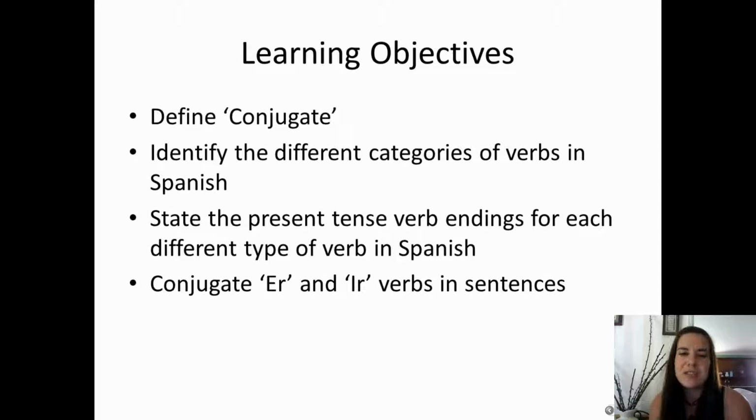The learning objectives for this lesson are that you will be able to define the word conjugate, identify the different categories of verbs in Spanish, state the present tense verb endings for each different type of verb in Spanish, and conjugate ER and IR verbs in sentences.